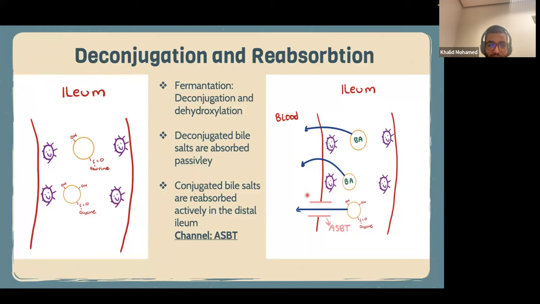Okay, and all of this goes to the blood, and then from the blood goes to the liver, and we'll see what happens in the liver later on. Is this point clear? So bacteria ferment the conjugated bile acids, forming deconjugated bile acids. These deconjugated bile acids can simply be reabsorbed passively into the blood. Whatever is remaining from the conjugated bile acid will be actively reabsorbed by a channel called ASBT. Actively means it needs ATP, it needs energy. Okay, and then the blood will take it back to the liver, the portal system. Clear until now?